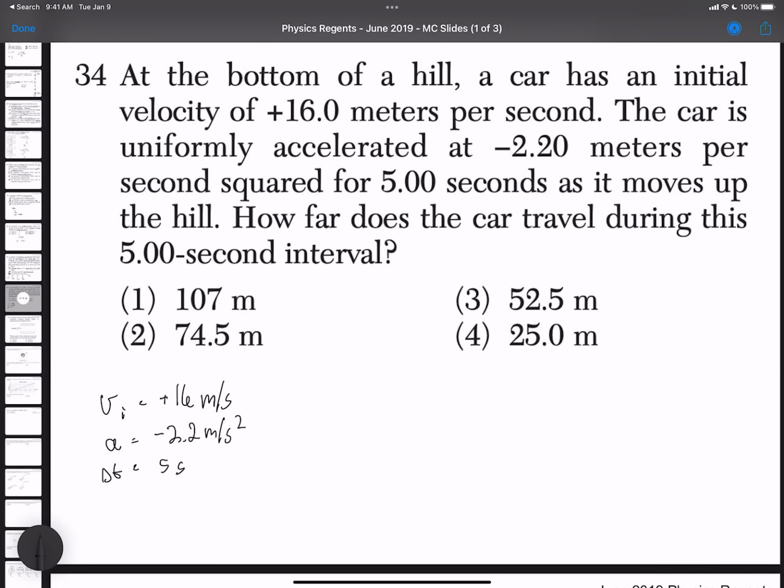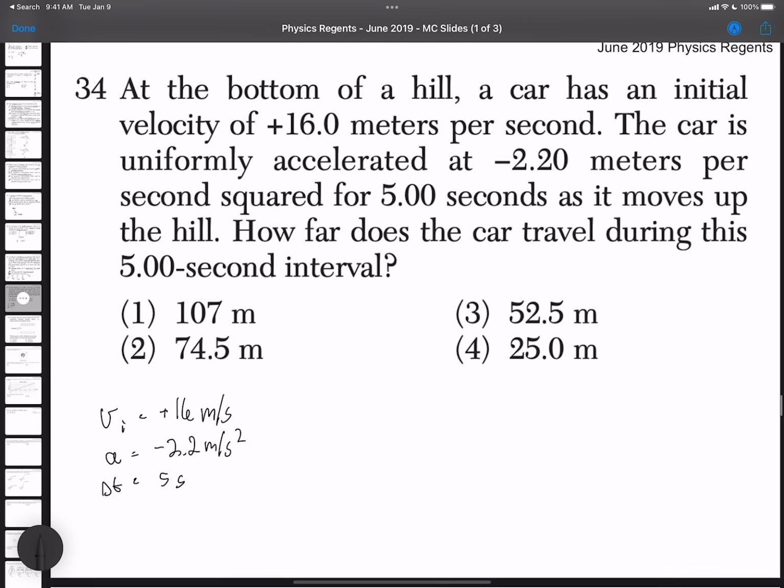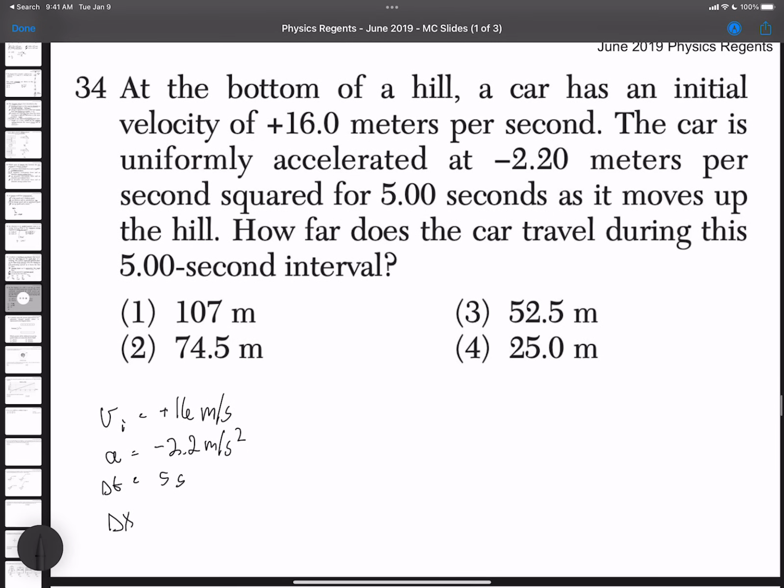As it moves up the hill, how far does the car travel during this 5 second interval? So here I've got my givens, here I've got my unknown, and for my equation, I'm going to take a look at page 6 on the reference table. That's all of my mechanics stuff.